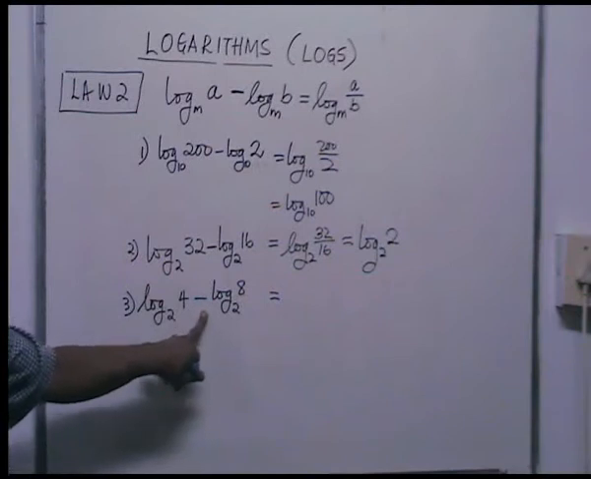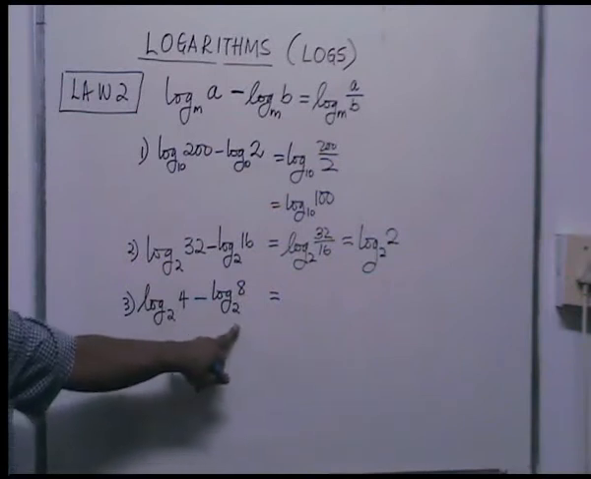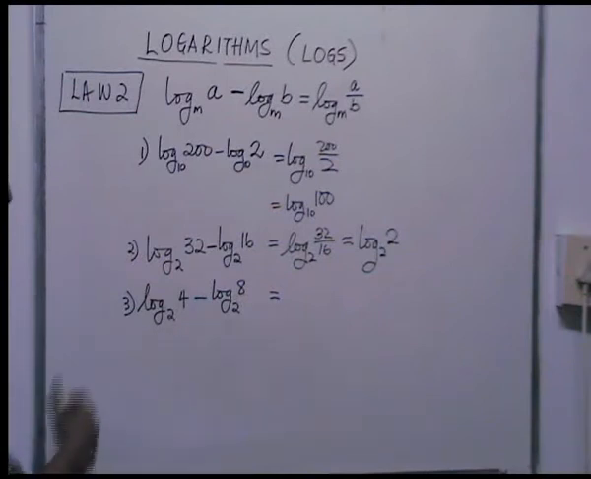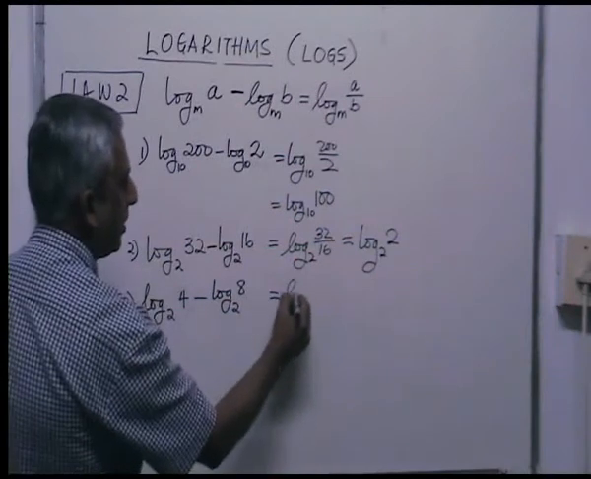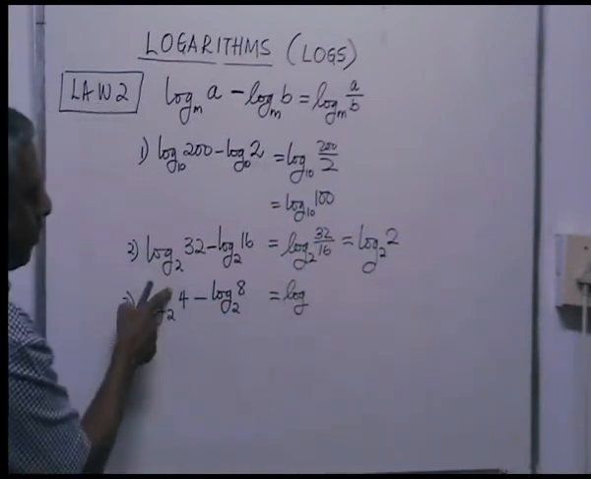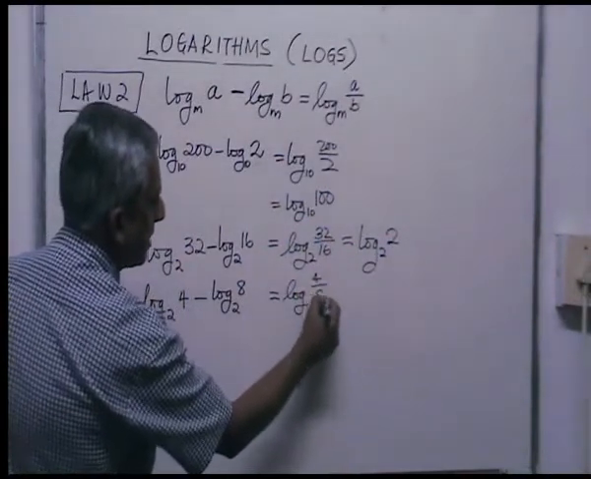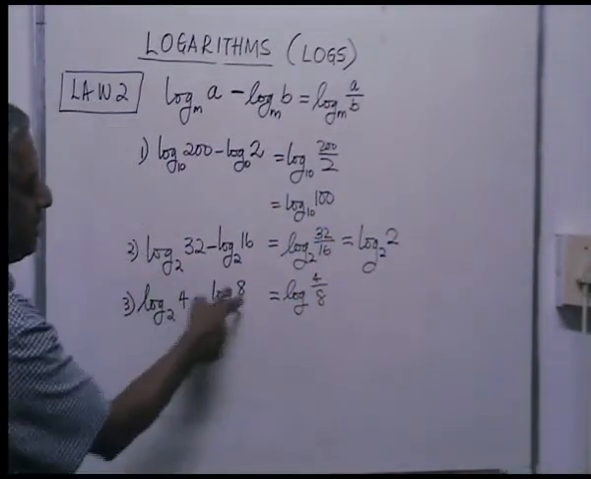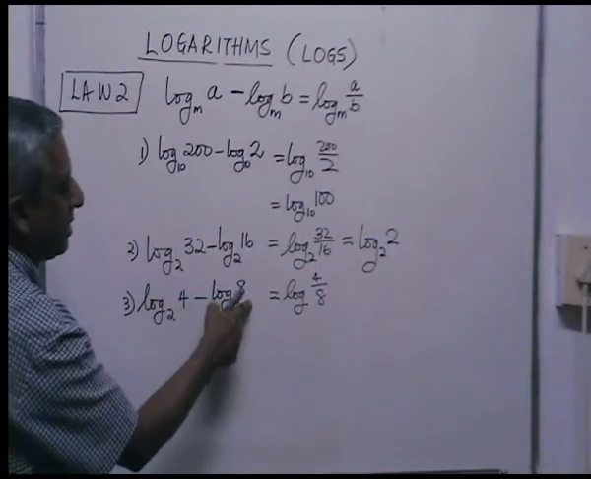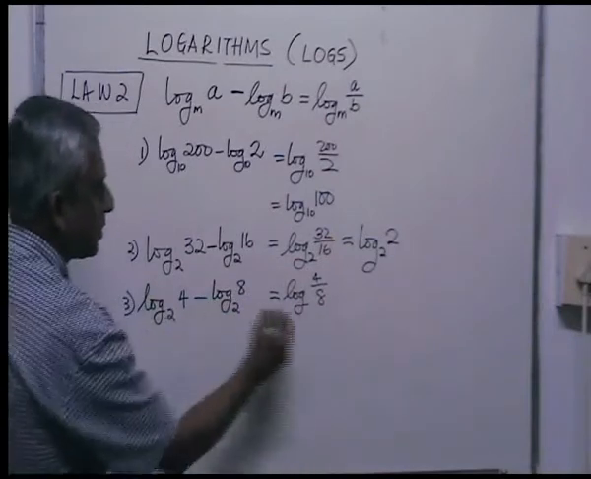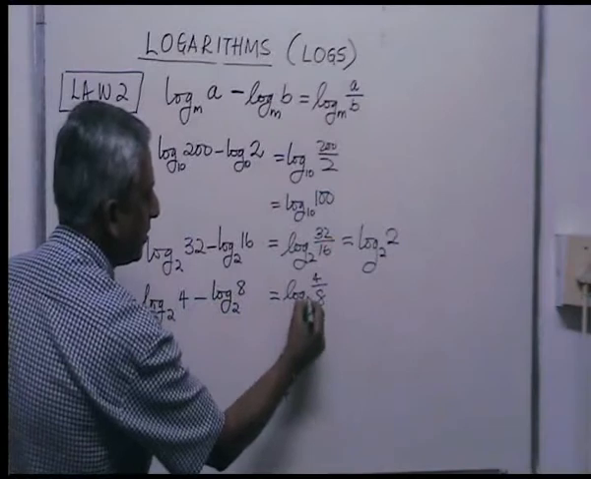Firstly, there's a minus sign. Yes. The bases are the same. Yes. Therefore, we can apply the law. So it will be log 4 over 8, because the first number is the numerator, the second number is the denominator, and the base is 2. So there's my base 2.